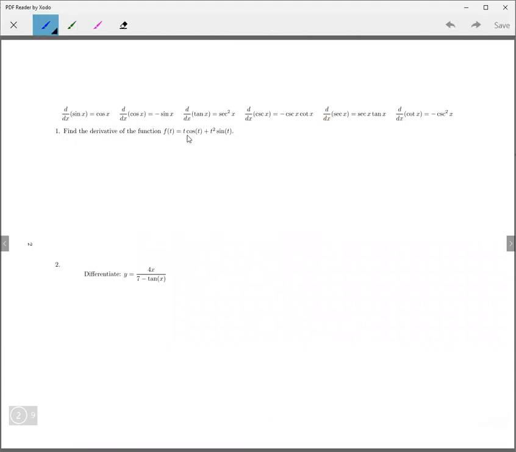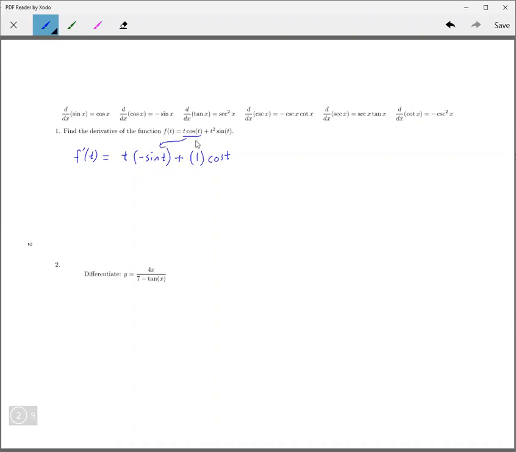Okay, so number 1, find the derivative of this function. It's t cosine t plus t squared sine t. So you're going to use the product rule. This one will be t, the first function, multiplied by the derivative of the second one. The derivative of cosine is negative sine. They've got x's here, but these are t's, so just use t's. Plus the derivative of the first one times the second.